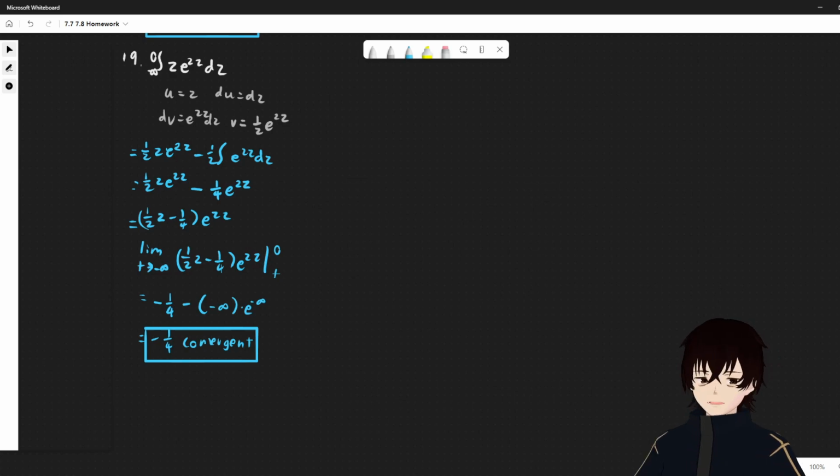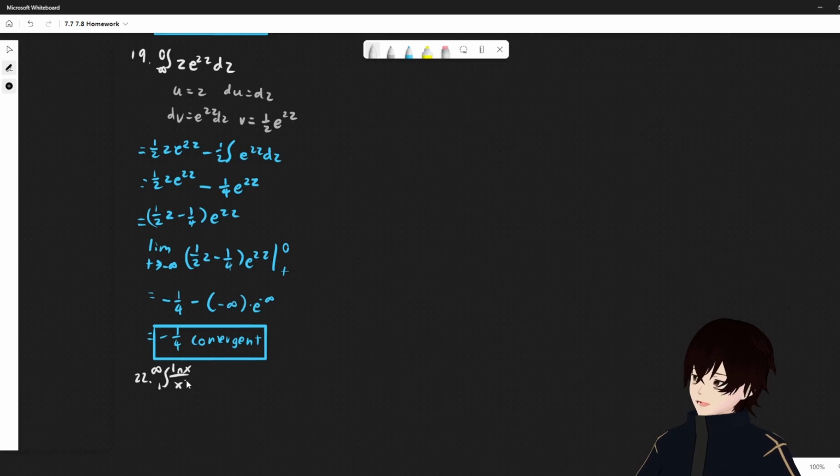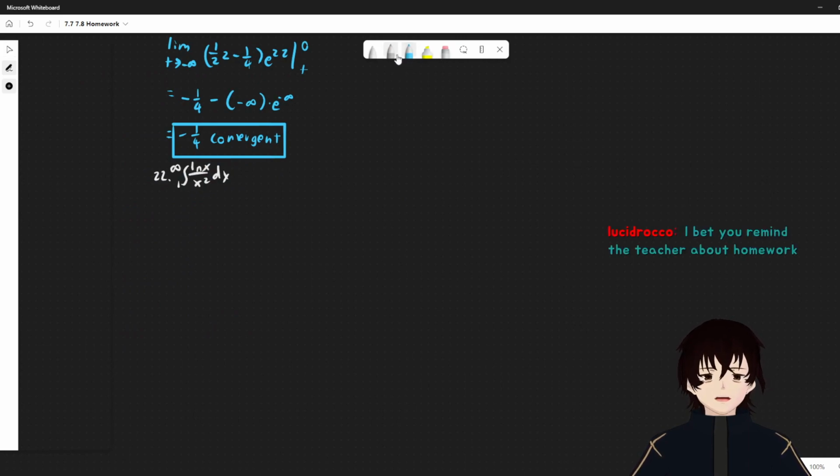Anyways, that was number 19. Next up is 22, which wants the integral from 1 to infinity of natural log of x divided by x squared dx. At least not z this time. Don't want to work with a z again. My 2's look too alike.